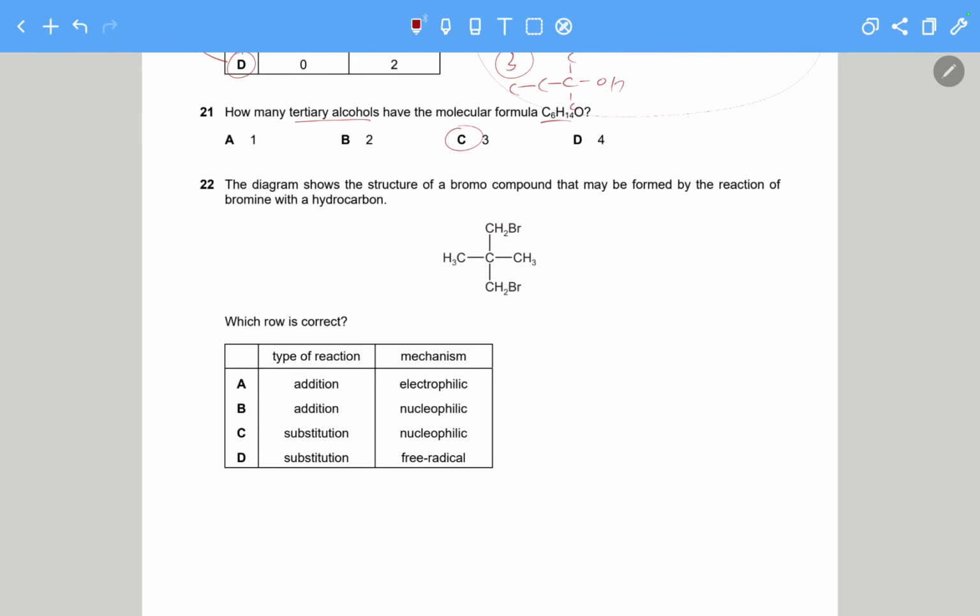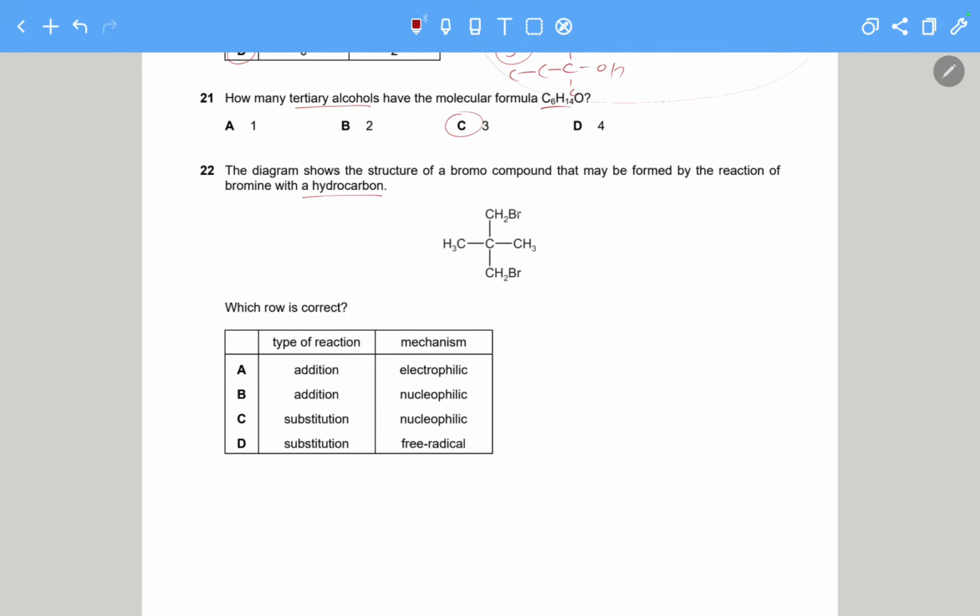The diagram shows the structure of a bromo compound that may be formed by the reaction of bromine with a hydrocarbon. Which row is correct? So bromine with a hydrocarbon. The hydrocarbon can be an alkane or an alkene, but we will rule out alkene here because if you see this molecule over here, we have one bromine on this carbon and one bromine on this carbon, and these 2 carbons which the bromine is on cannot be directly double bonded because there is another carbon between them. So this cannot be an addition reaction, and therefore we will rule out the first 2 options.